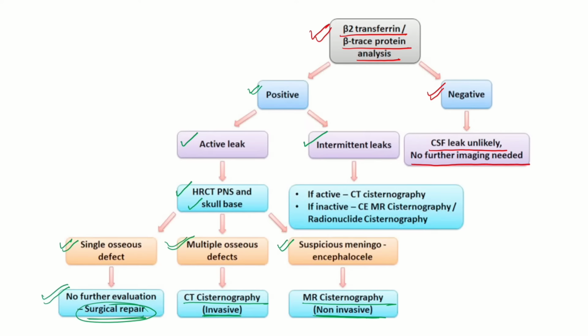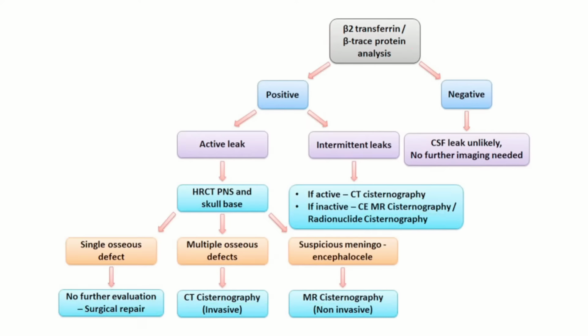If there is an intermittent leak, then again, if active, CT cisternography. If inactive, gadolinium enhanced MR cisternography and radionuclide cisternography can be done.